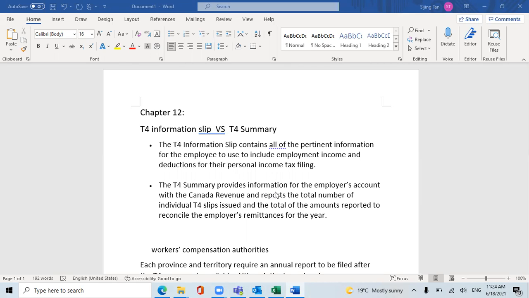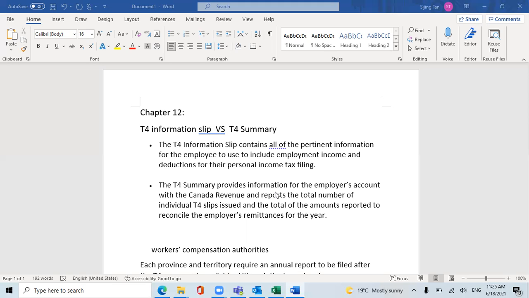We have learned from our textbook that for the T4 slips, you need to submit them to the CRA, keep a copy for yourself as an employer, and then give the regular one to your employee. For the T4 summary, you keep a copy for yourself as an employer, and you give the one to the CRA. The T4 information slip contains all of the pertinent information for the employee to include employment income and deductions for their personal income tax filing.